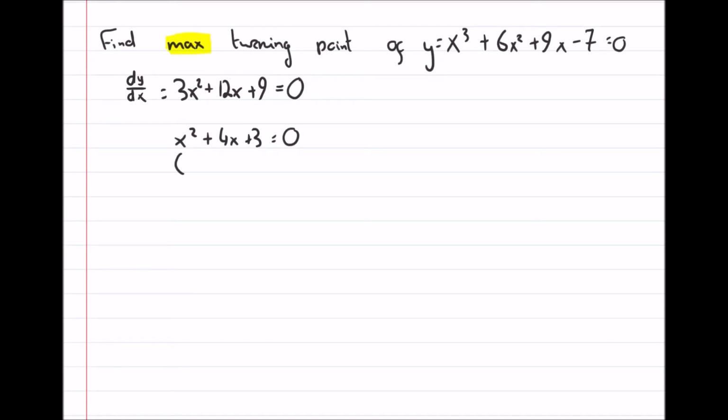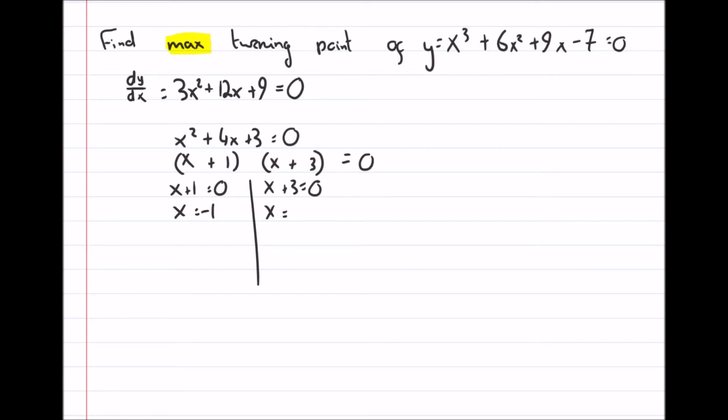Okay, so if I factorize this, (x + 3)(x + 1), split it: x plus 1 equals 0, x plus 3 equals 0. That means x equals minus 1, and x equals minus 3.